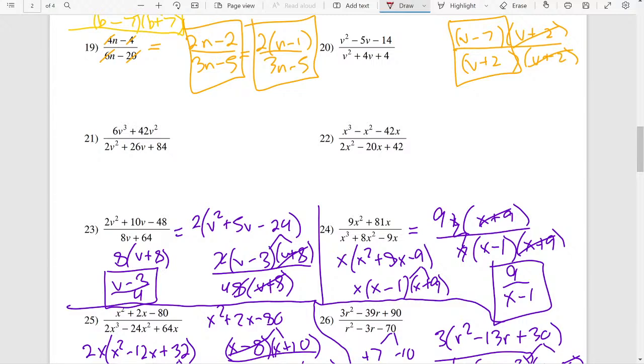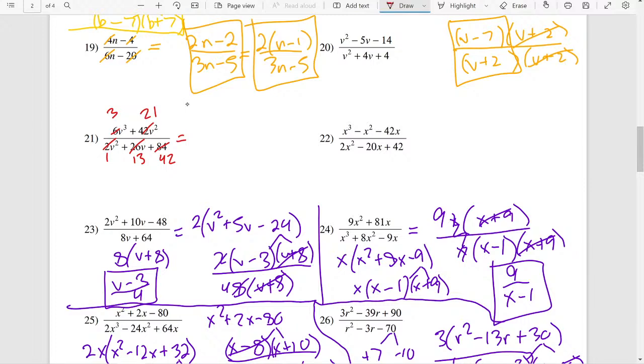These are a little harder, but we can still divide everything by a common factor. Everything divides by 2, so divide that by 2, divide that by 2, divide that by 2, divide that by 2, and divide that by 2. If you're going to divide by anything out of every single term on the top and the bottom, it has to be done to every single term. So for instance, almost every single term has a v in it, but not this one. So I can't divide everything by v because not everything has a v in it. So I have to be careful with that.